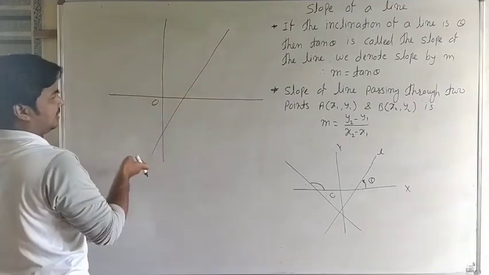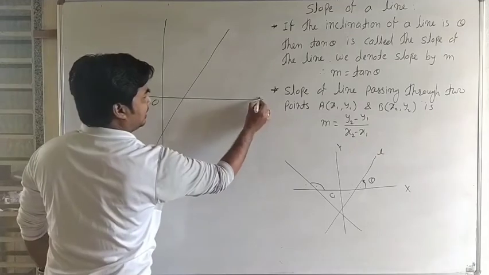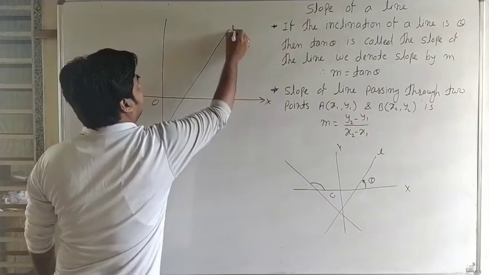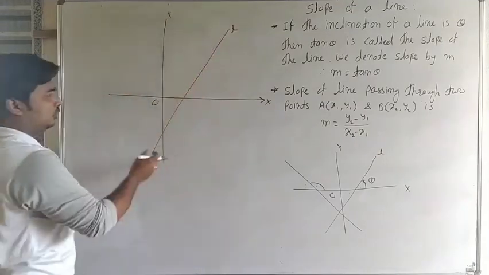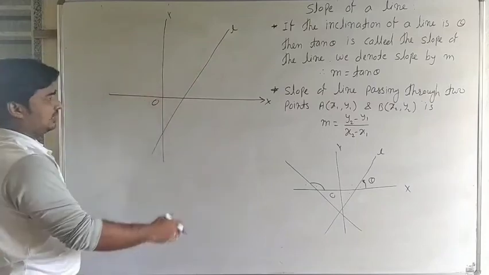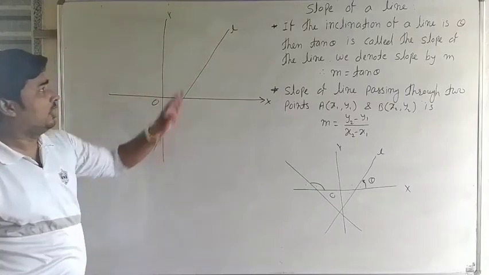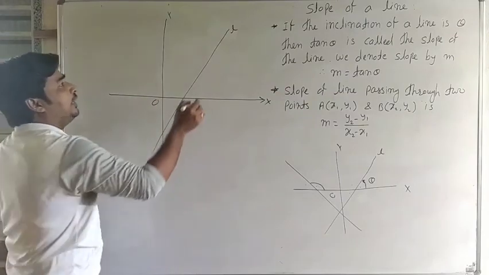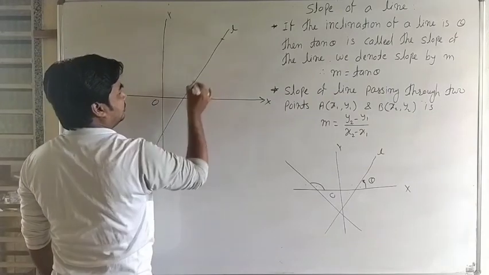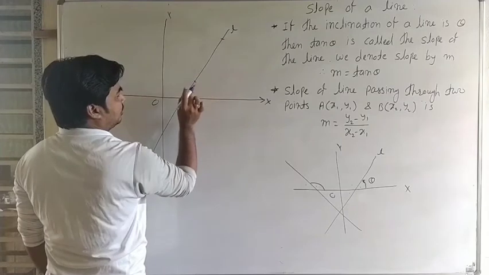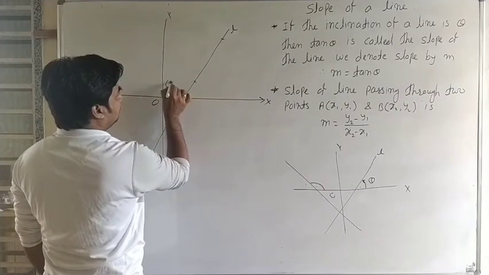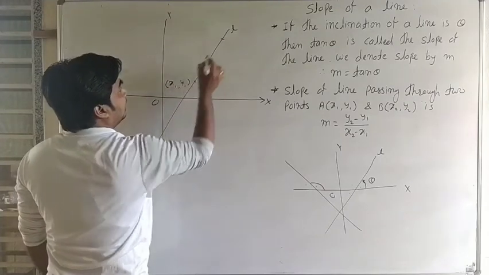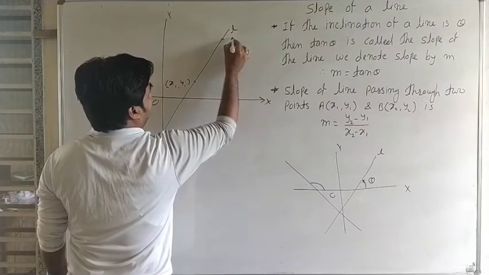This is the x-axis and this is the y-axis. Now this is any line in the plane. Take any two points on it. Suppose they are x1, y1 and x2, y2.